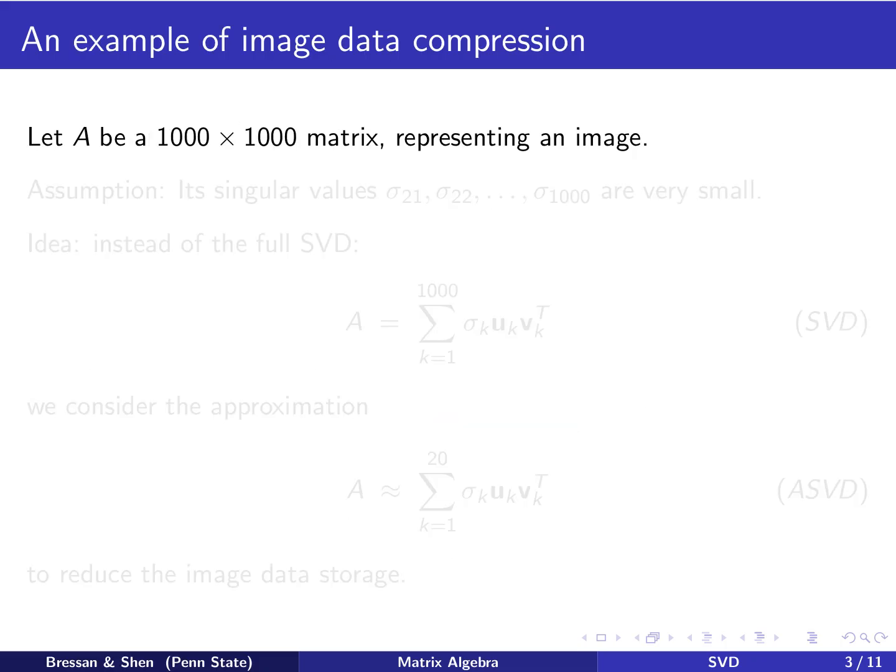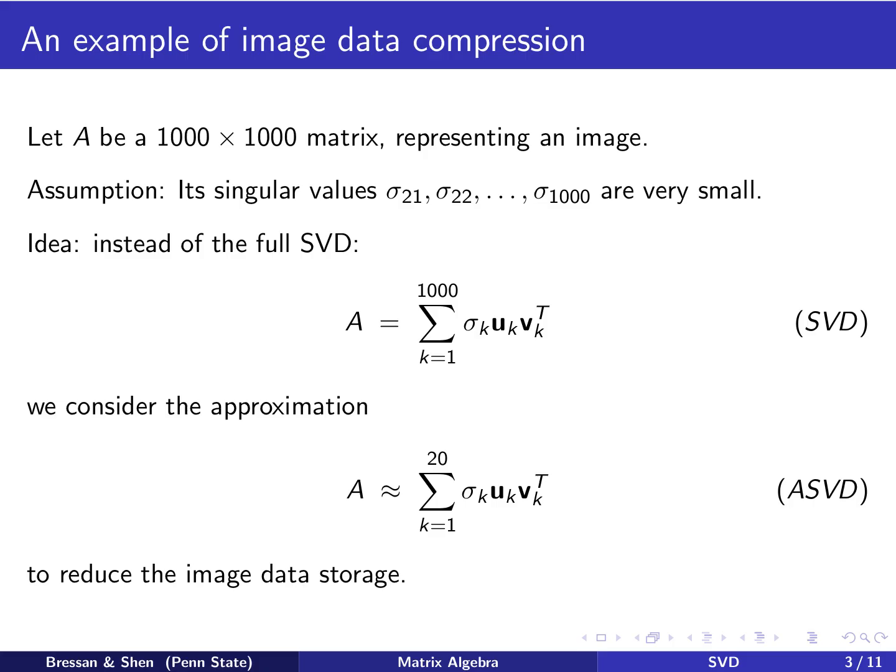So this would be very important in image data compression. Let's say you have an image, a rectangular image, and it's stored in a matrix A. Let's say it's 1000 times 1000. Or in reality, it could be much bigger, but let's just say 1000 represents a pretty big number. So we make the assumption that the singular values of this A matrix, let's say, sigma 21, sigma 22 to sigma 1000, are very small.